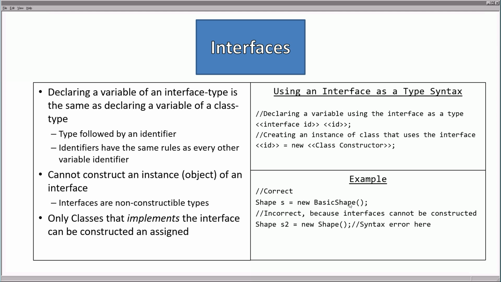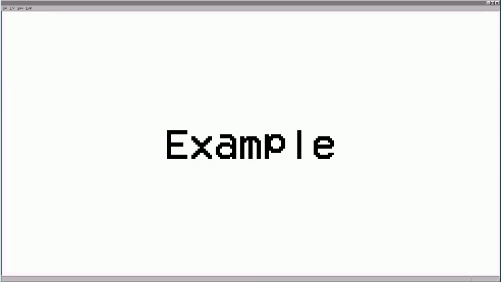So in our example, our interface was shape. And what we do is we construct a basic shape because this implemented the interface shape. However, this would create a syntax error because you cannot construct an instance of an interface, only a class that implements that interface. Now, let's see an example of how this works.